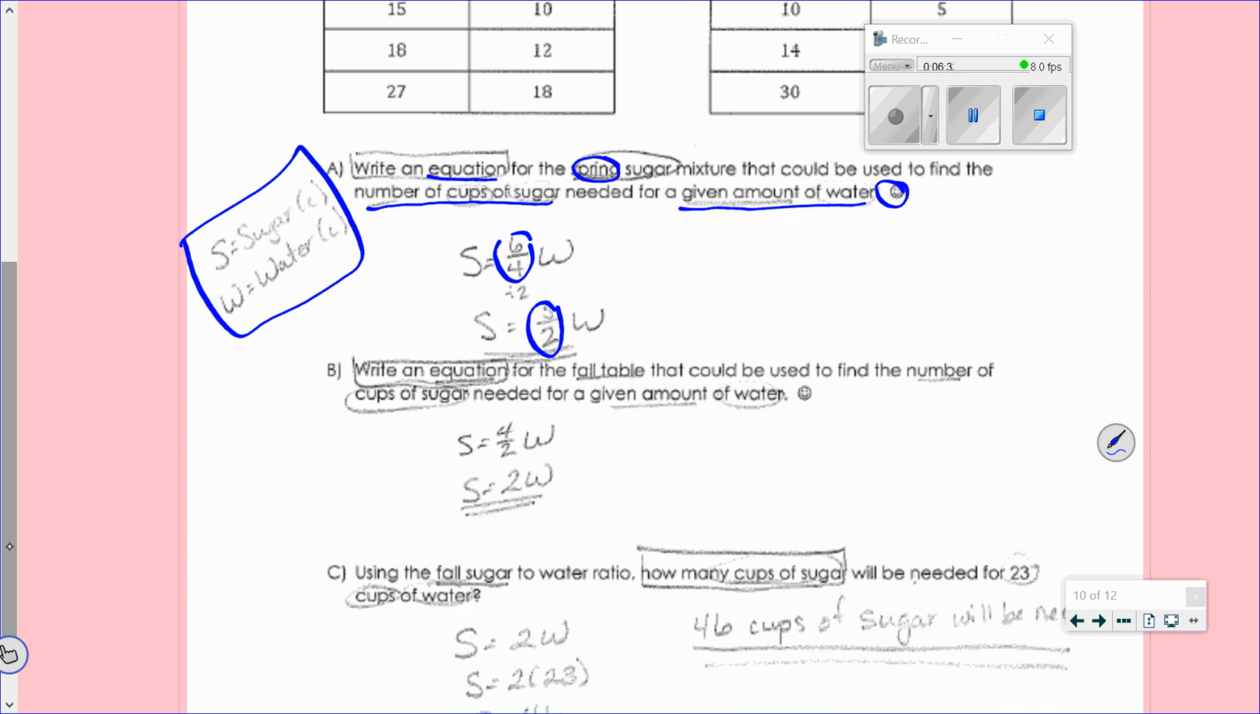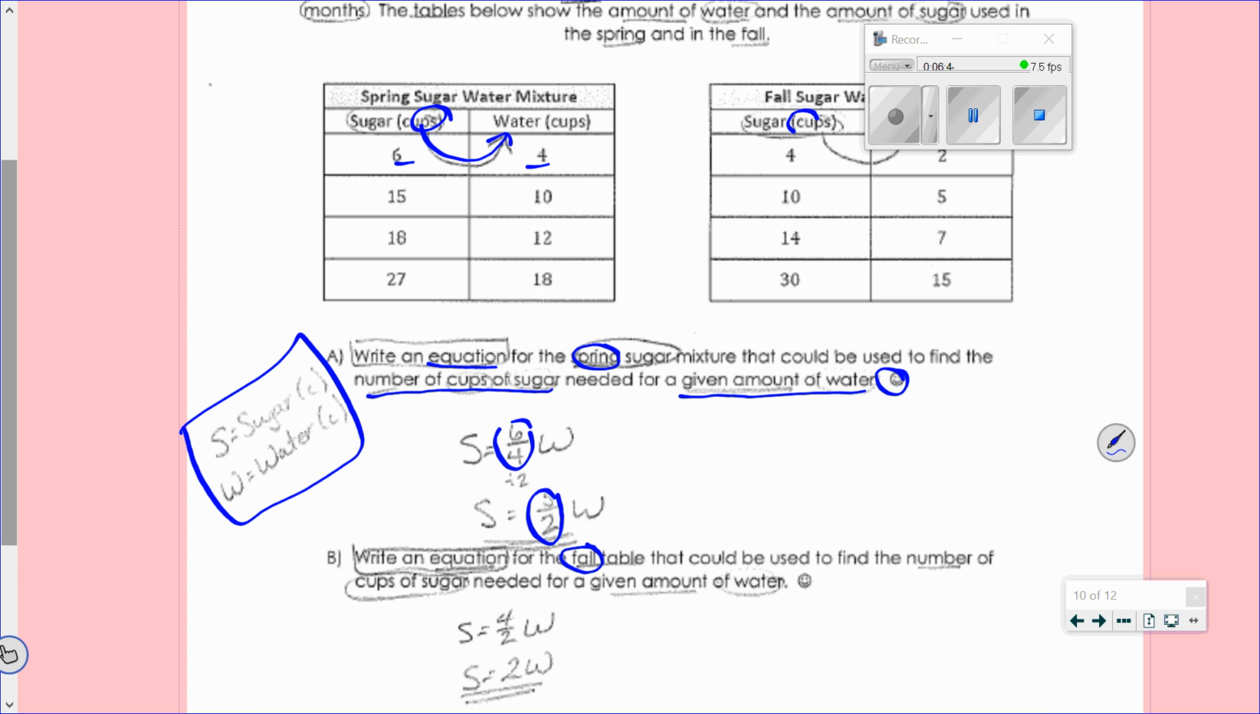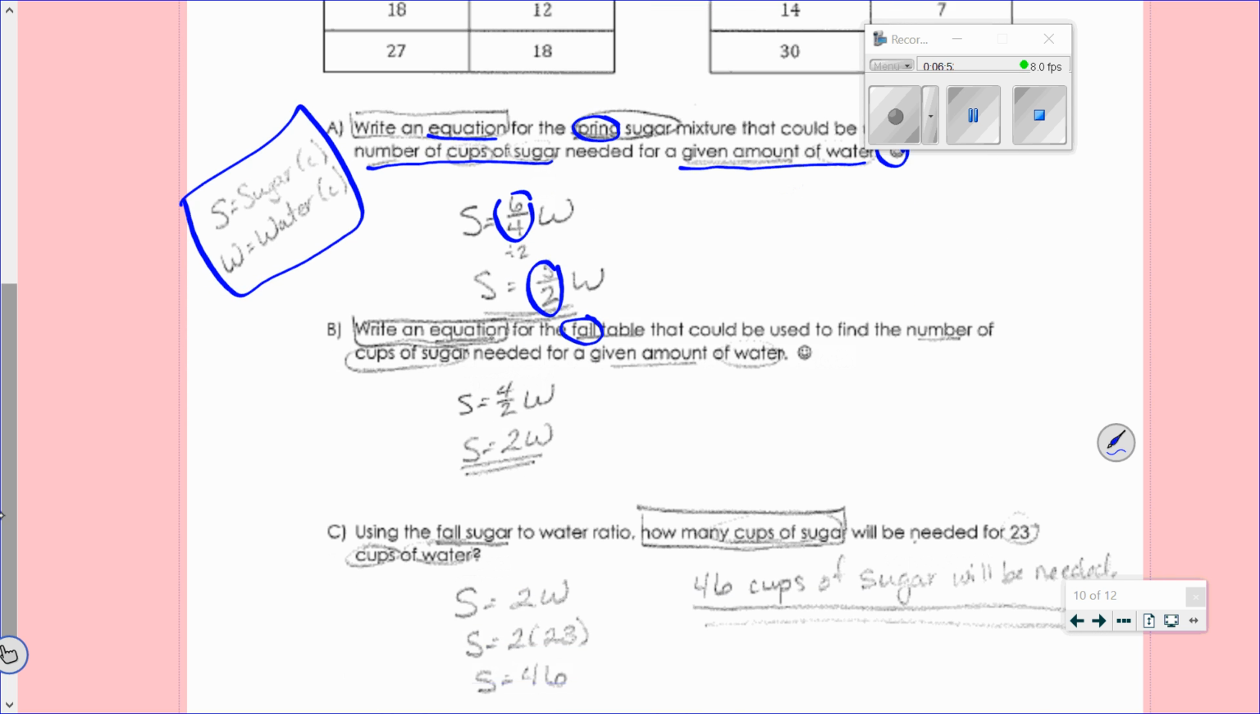Part B, write an equation for the fall table. So basically all I'm doing is using the other column. So again, we start at S. S equals, the first number I hit is 4. That goes on top. Second number I hit is 2. That goes on bottom. The other variable is W. Is 4 over 2 in simplest form? No. Let's simplify that to 2.